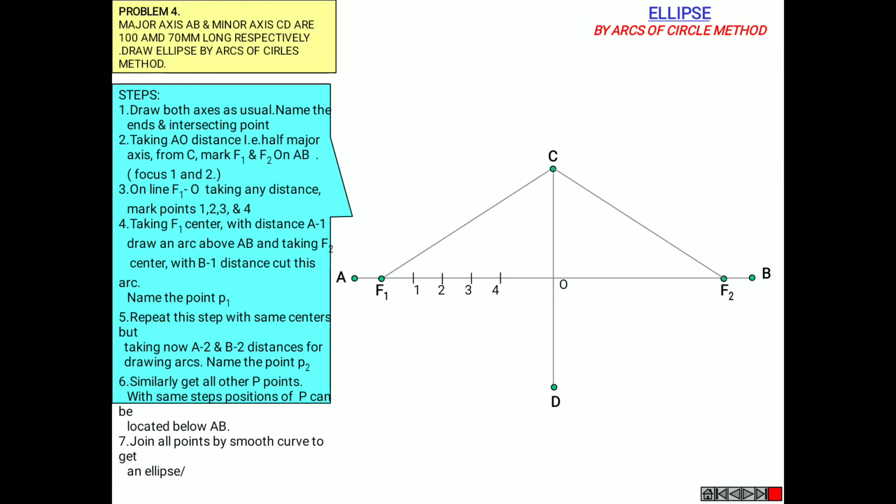Now taking F1 as center with distance A to 1, draw an arc above AB, and taking F2 as center with B to 1 as distance, cut the arc. See the procedure. So with F1 as center and A to 1 as distance, we have drawn a line, and similarly with F2 as center and B to 1 as radius, draw a line from F2. So these both intersect at a point that is called P1.